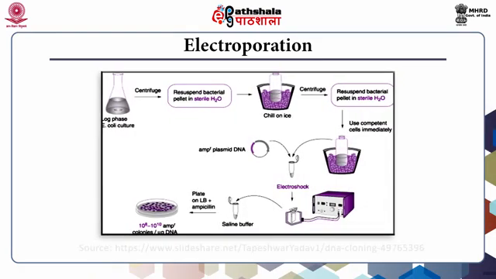Electroporation is another way of transforming the ligated DNA products. Log phase E. coli culture is centrifuged and the pellet is resuspended in sterile water. After repeated chilling and resuspension in sterile water, plasmid DNA is added immediately, followed by the provision of an electric shock, and saline buffer is added and plated on agar plates containing ampicillin.